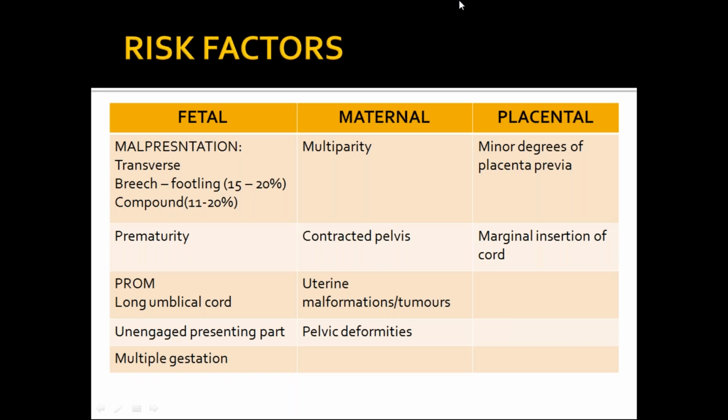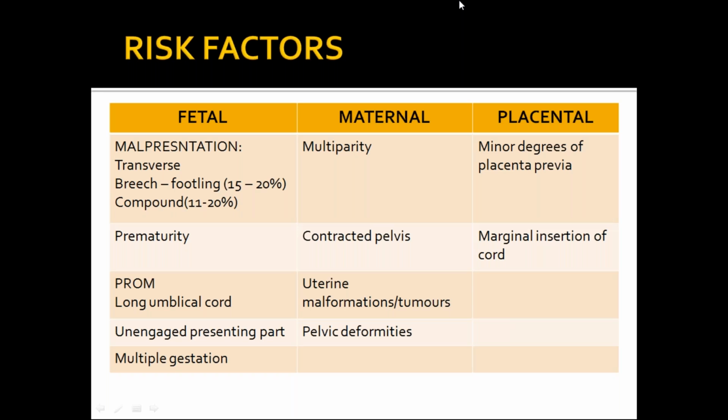And coming to the placental causes, whenever the placenta is located in the lower uterine segment, what is the condition called? Placenta previa. If the placenta is in the lower uterine segment, the cord attaches to the center of the placenta, isn't it? So there are more chances for the cord also to be in the lower part of the uterus. That is the reason there are chances in placenta previa.